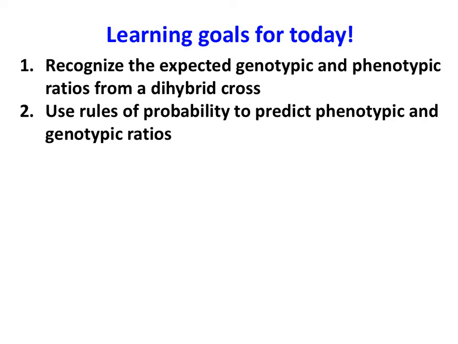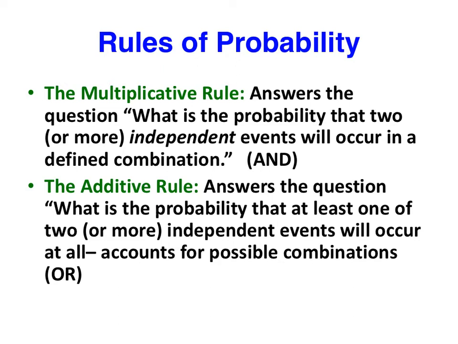Hey team, we're going to be talking a little bit about probabilities. So let's think about a dihybrid cross. That is a cross that has two genes in it. And we're going to think about genotype and phenotype from that dihybrid cross. And then we're also going to use some rules of probability to try and solve some of these more complicated inheritance problems. So first of all, the rules of probability.